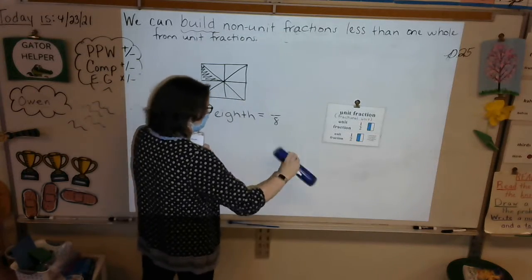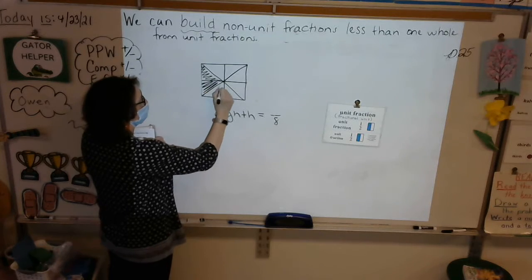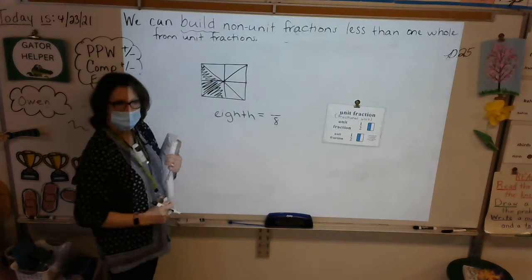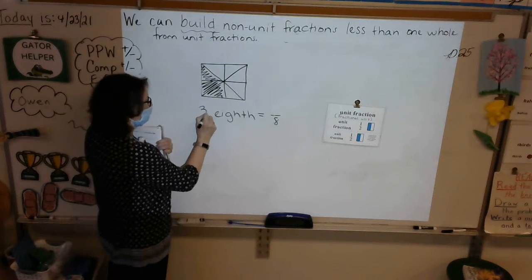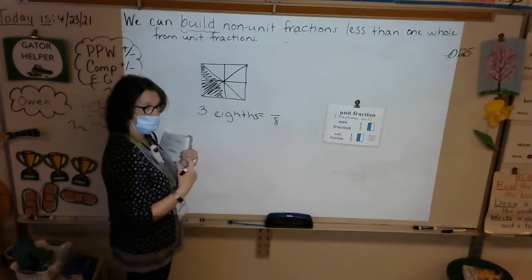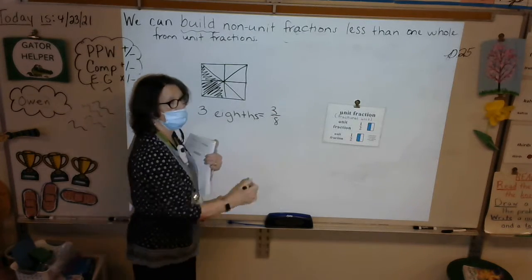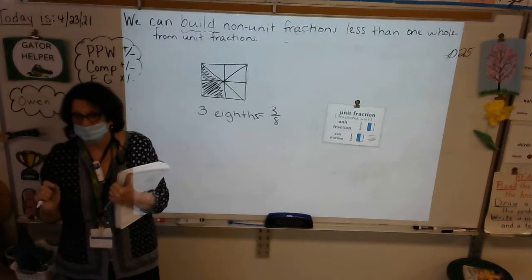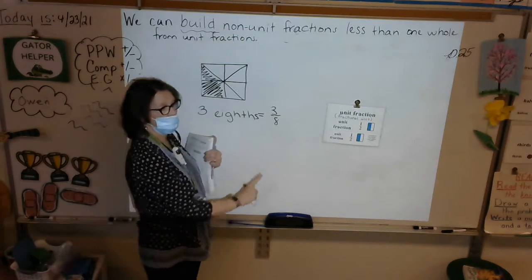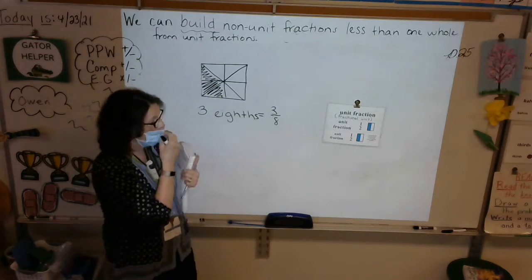But instead of just shading in 1, count with me, class. I'm going to shade in 1/8, 2/8, 3/8. I'm going to shade in 3/8. So now when I write it, I will write 3/8, and when I write it numerically, my numerator changed because I'm building, just like my learning target says, a non-unit fraction. My numerator's not counting 1 anymore, it's counting 3. Okay? All right, very good.